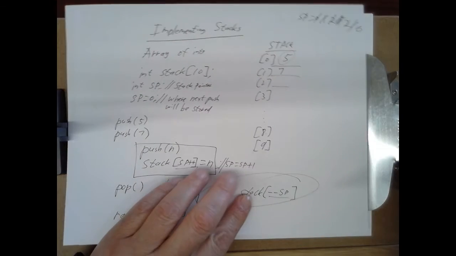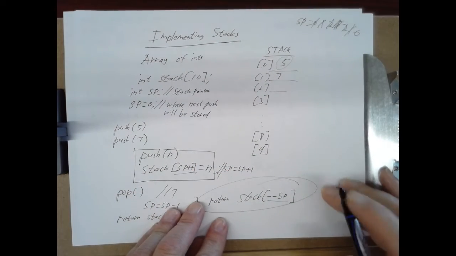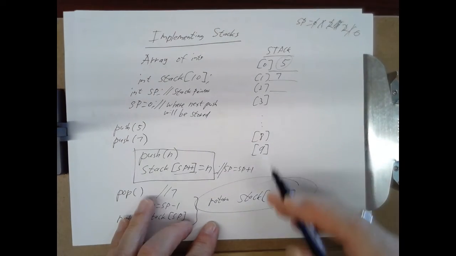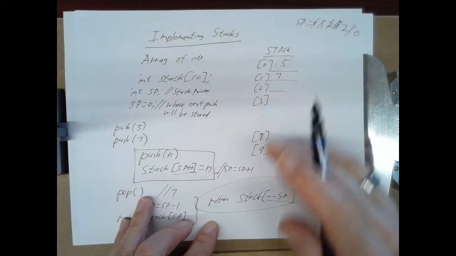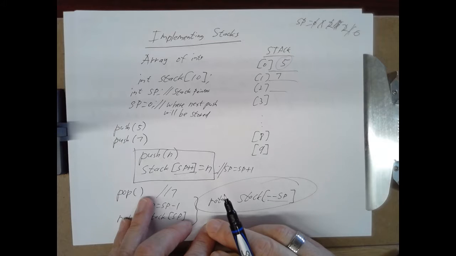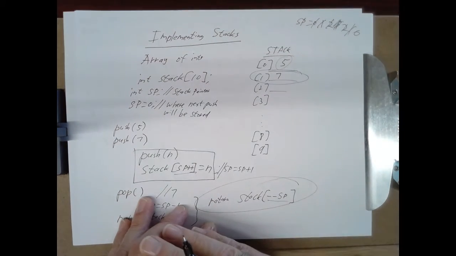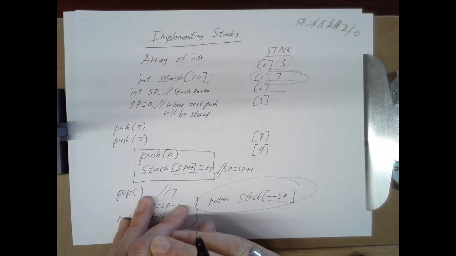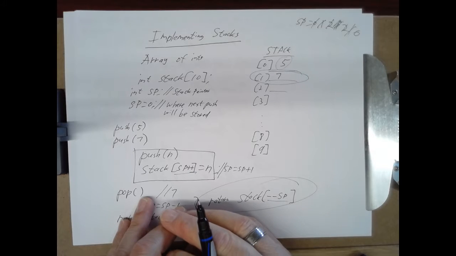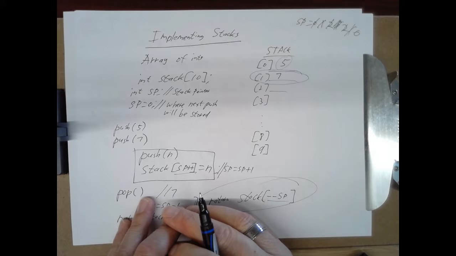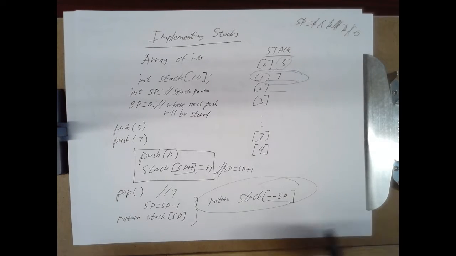So a little sidebar here. We pushed on a 5, we pushed on a 7, we did a pop which pulled off the 7, we did a pop which pulled off the 5. If I were to manually go in and look at this element in my stack array, what do I find there? I find this value that I pushed. Even though I've popped it off the stack, it didn't disappear, right?